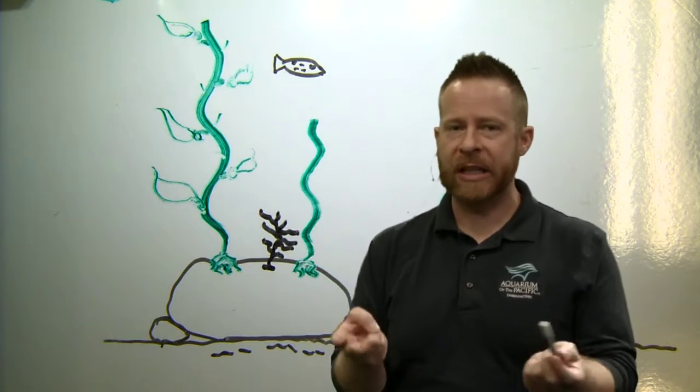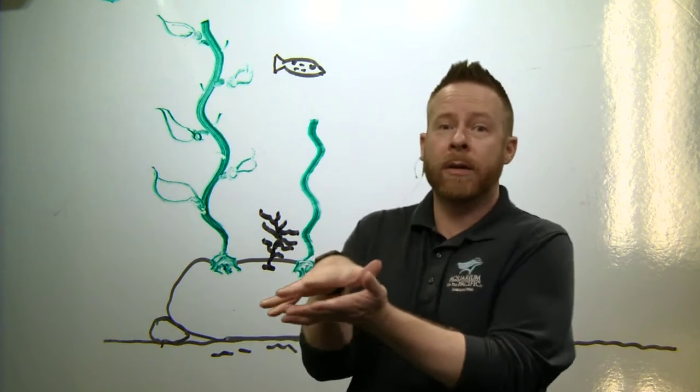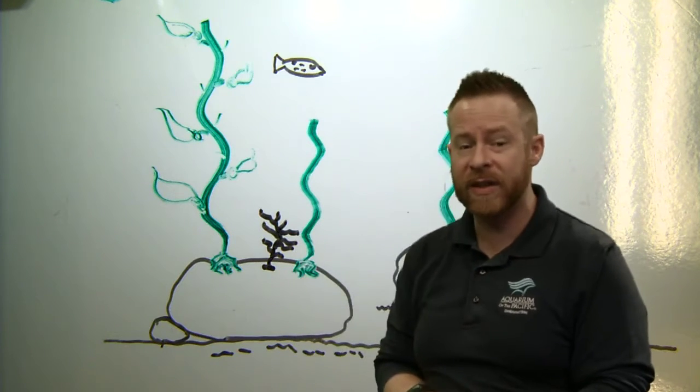There's even a kelp fish. It's called a kelp fish. It's the color of kelp, and it hangs out right on the blades, pretending to be part of the seaweed.